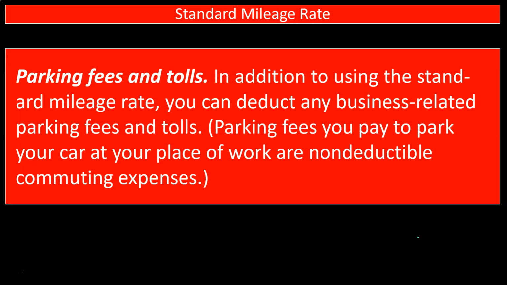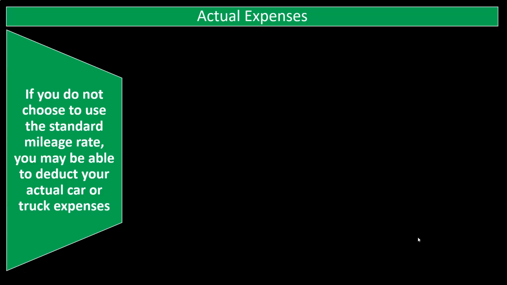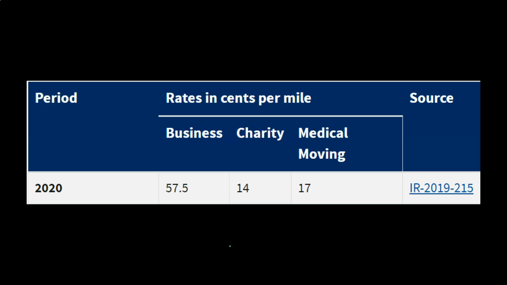So we have the standard mileage rate. So parking fees and tolls. In addition to using the standard mileage rate, you can deduct any business-related parking fees and tolls. So you can still deduct the parking fees and toll. Parking fees you pay to park your car at your place of work are non-deductible commuting expenses. The standard mileage rate for businesses, which is what we're talking about here, 57.5 cents per mile.